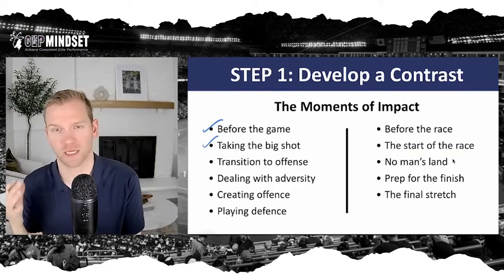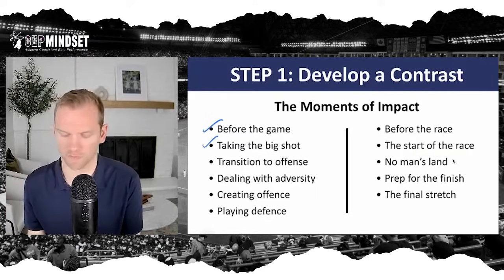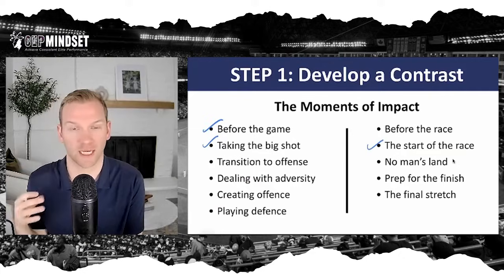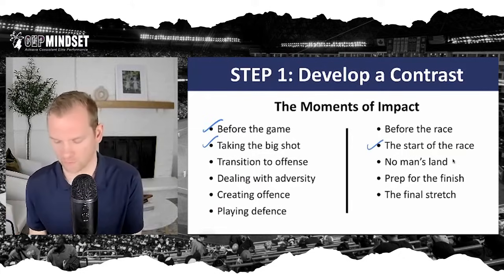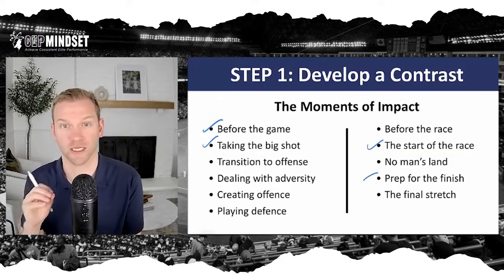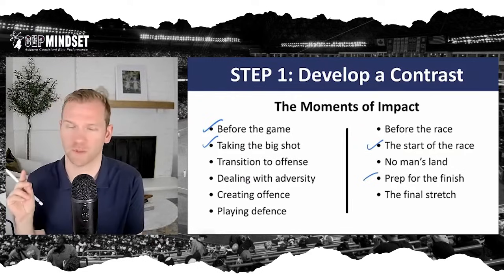Now, if you're a racing athlete, this often looks like a race plan. So those key moments could be before the race, the start of the race, that middle section we'll call no man's land or no woman's land. And then there's the prep for the finish and that final stretch. And to be clear, you can use this strategy in other areas of your life as well. It can be very effective. But again, you want to be clear on what those moments of impact are.